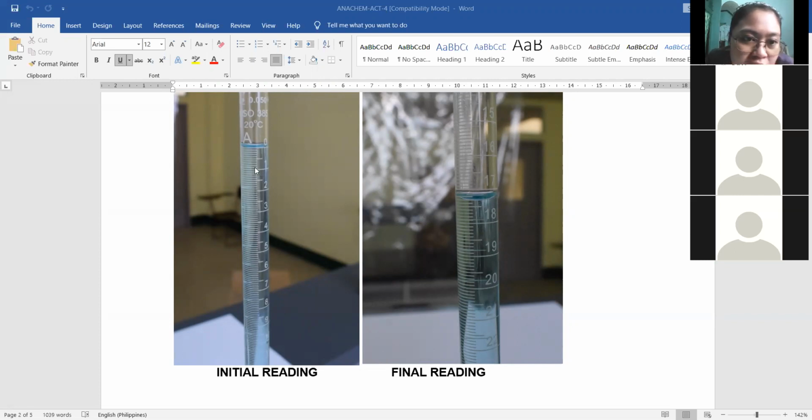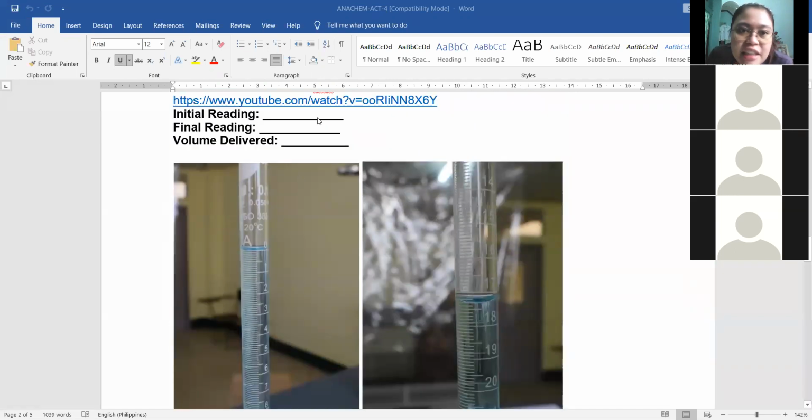I-close mo yung stopcock sa baba kung mapunta na siya dito sa 1 ml. So, ang meaning nun, nakadispense ka na ng 1 ml. Kung gusto mo naman 5 ml, then you have to drain the liquid hanggang dito sa 5 ml. Okay? So, ang pag-measure niyan, initial reading muna. So, for example, this one. Ito yung kanyang initial reading.